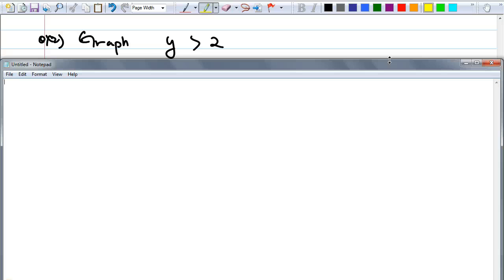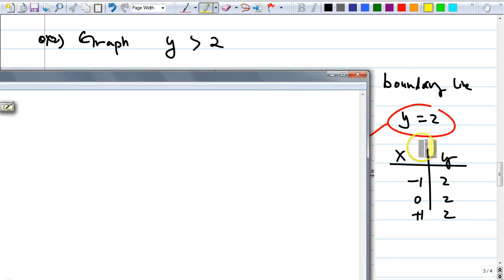All right, let me ask Brian, what would I do here? What's my boundary line, first of all? Right, it's going to be a horizontal line. What's the equation of the boundary line, guys, by the way? What's the equation of this boundary line? Y equals 2. So you just replace the inequality symbol with the equal sign, right? So y equals 2, isn't that my boundary line? And it's a horizontal line.